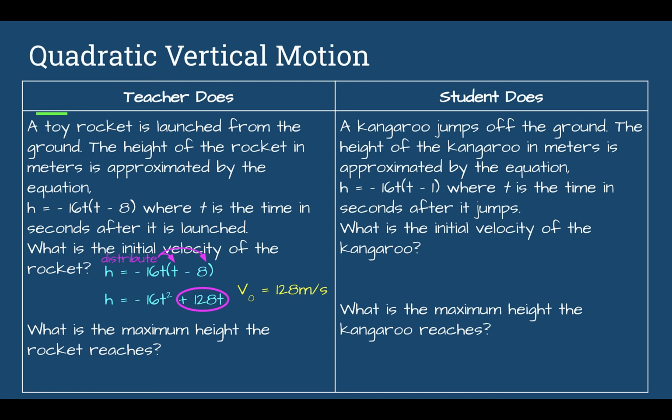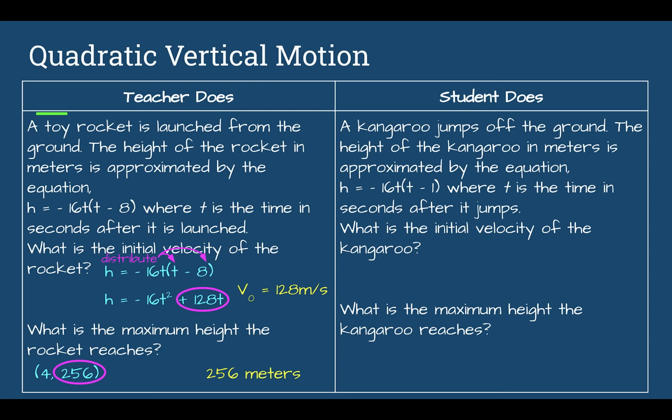Now, for the maximum height that the rocket reaches, we need to find the vertex. In Desmos, if we type in our function, we can find the vertex, which is at (4, 256). That 256 is your height of the highest point. So 256 meters must be the maximum height of the rocket.